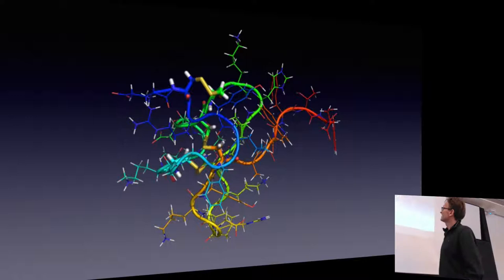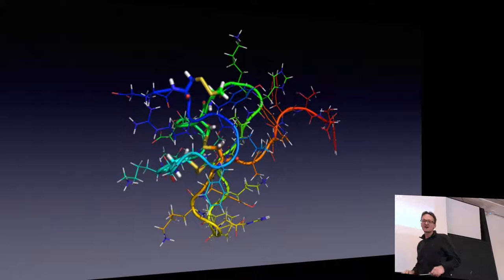Do you see that there are 1, 2, 3 bridges across there, right? So although this doesn't have any secondary structure, it has a bunch of cysteines that still lock the chain together, and that means that this is actually a stable fold. It doesn't look like it.